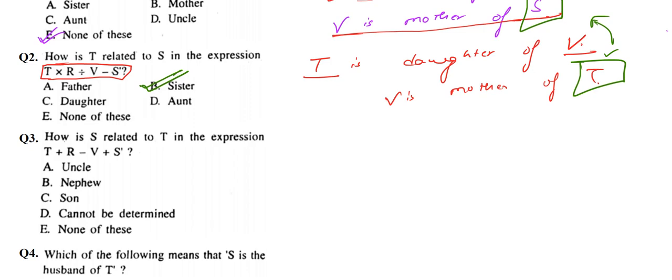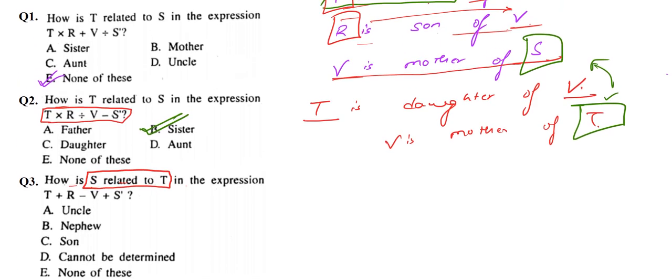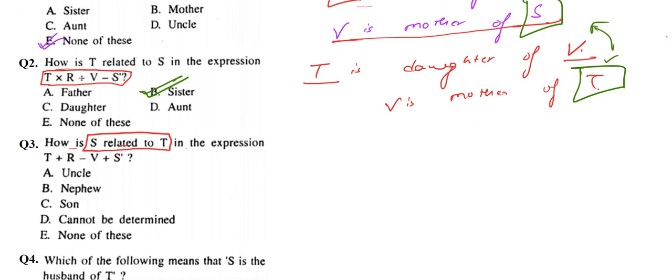In the third question, we have: how is S related to T in this expression. So this time there is a conversion in the question, as I said in the first question. S related to T. Till now we had T related to S. Now we have S related to T. And the equation is T plus R minus V plus S.